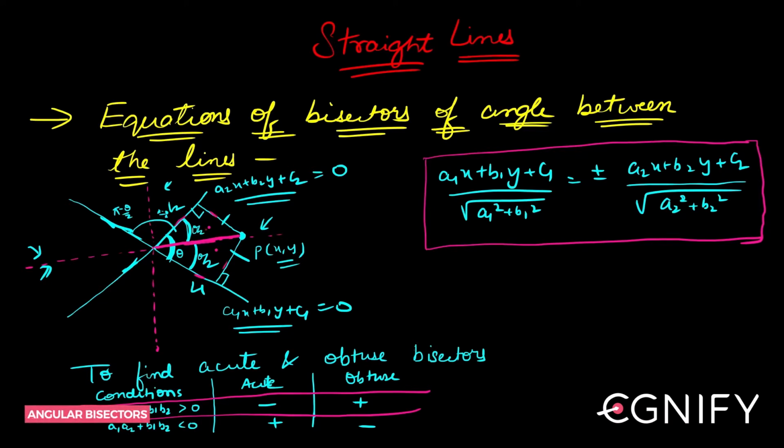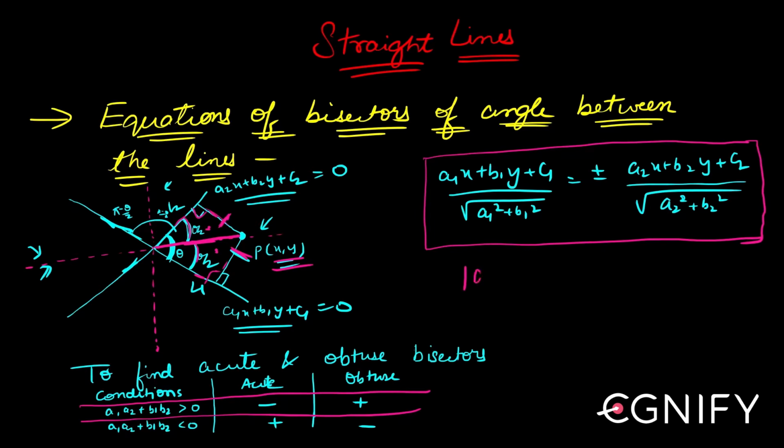So this side is common to both these triangles. These angles are equal, and you have a 90 degree angle, right? So these two triangles are similar, congruent, whatever. So these two sides also have to be equal. That means this point has to be equidistant from both the lines. So the condition that my point has to obey is it has to be equidistant from both the lines. Every point that obeys this condition lies on the angular bisector.